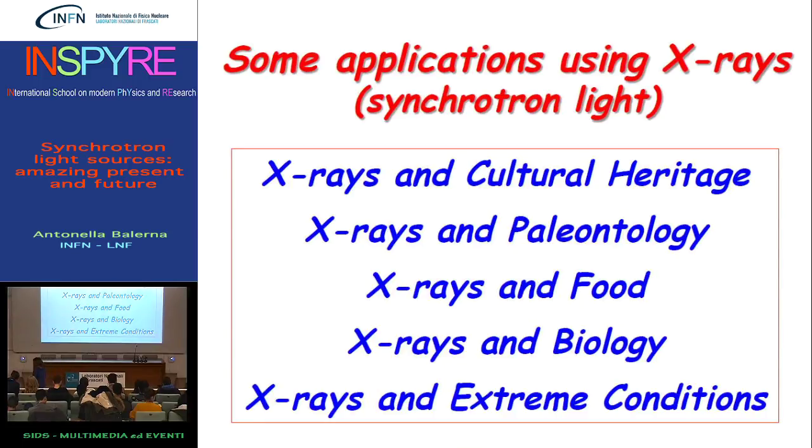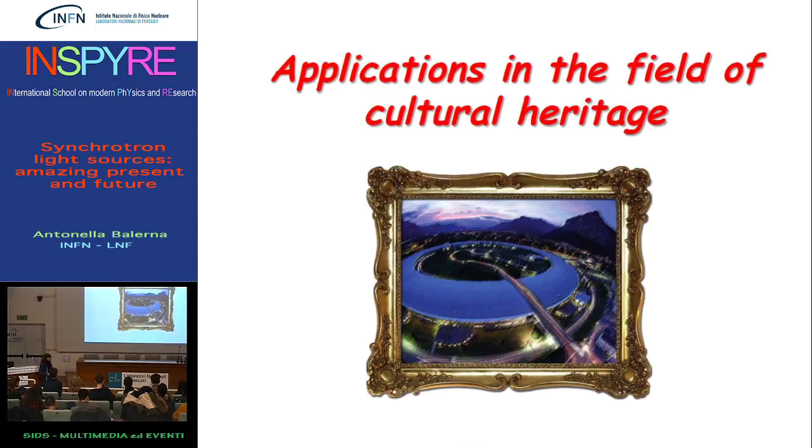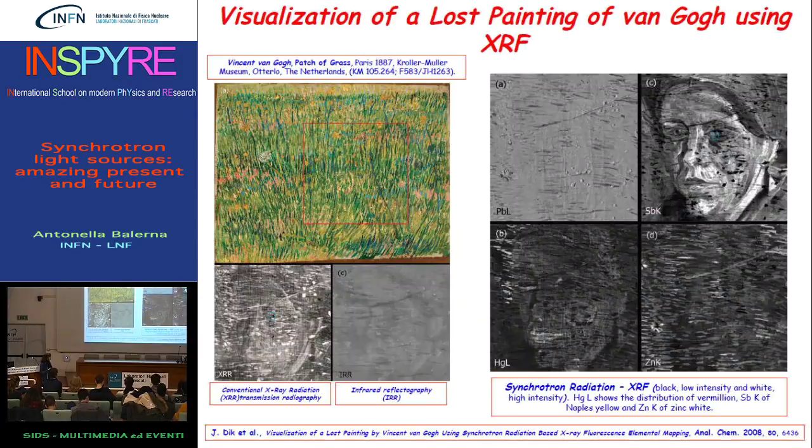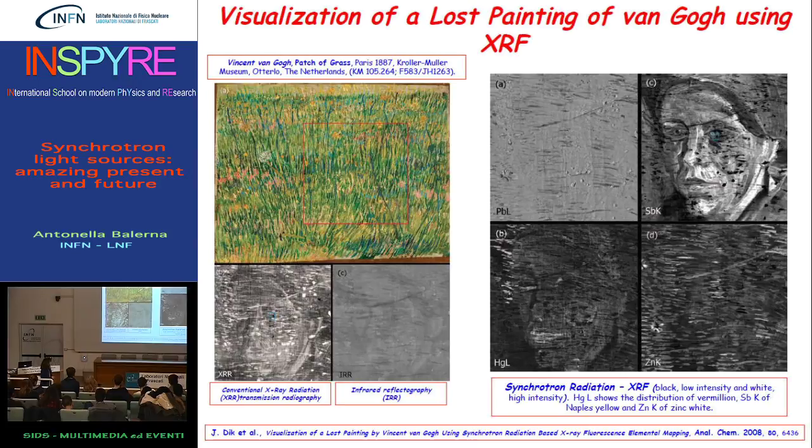These are the examples that I want to show you. And we can start with cultural heritage. Just give a look to this painting. This is a painting of Van Gogh. This is called The Patch on the Grass. You see this red square here?